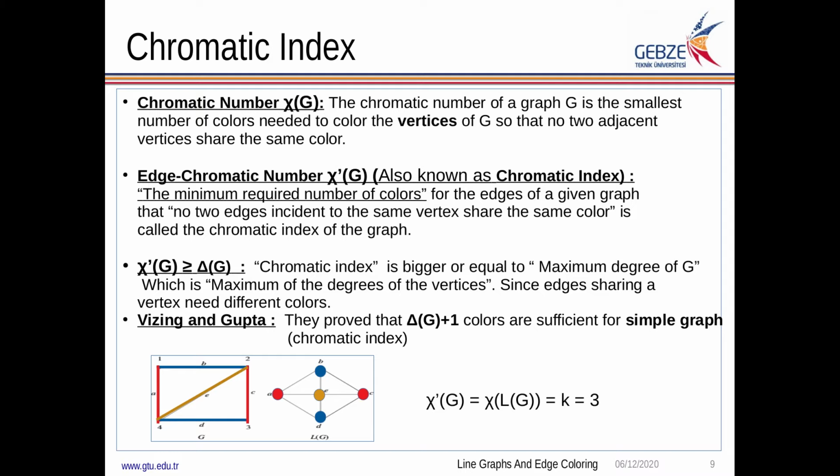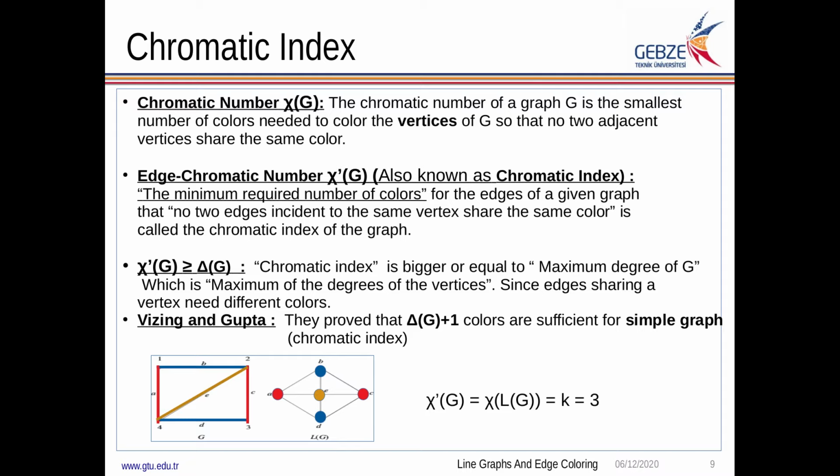But before, we want to know the chromatic number chi of G. The chromatic number of a graph G is the smallest number of colors needed to color the vertices of G so that no two adjacent vertices share the same color.